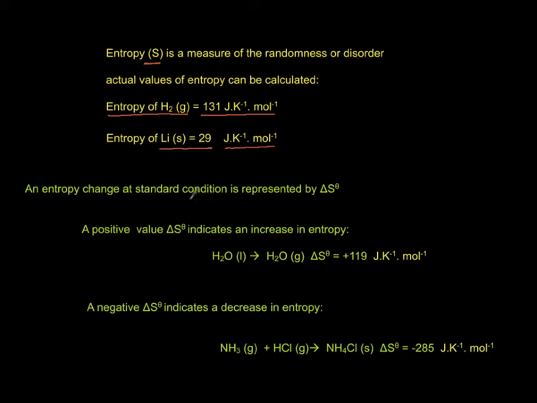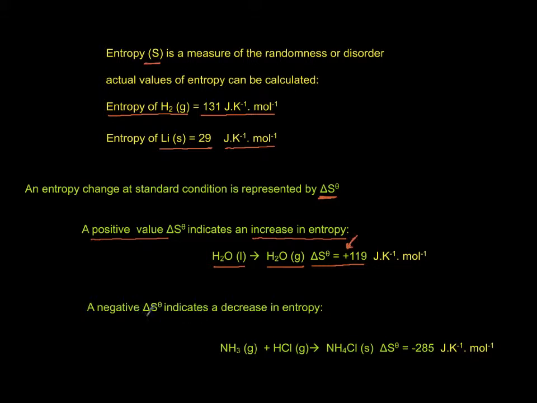Now, an entropy change is represented by delta S, usually for a reaction, products minus reactants. If it's positive, it indicates there is an increase in entropy, which nature favors. So, for example, if you take liquid water and evaporate it into steam, delta S, the change in entropy, is positive 119 joules per Kelvin per mole. So the positive is an indication of an increase in entropy of the system.